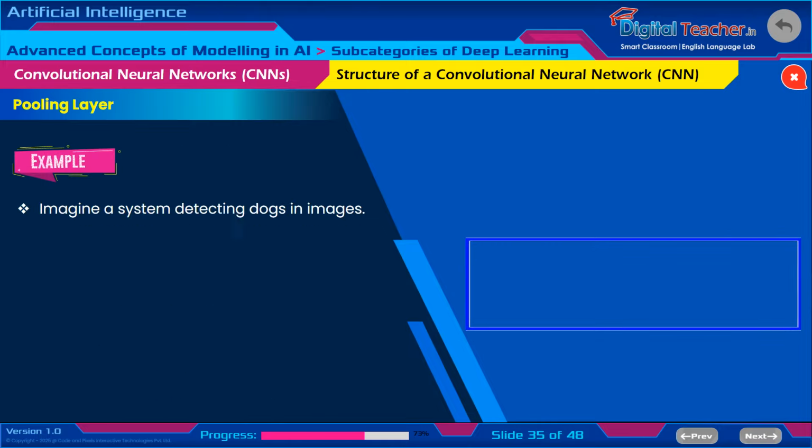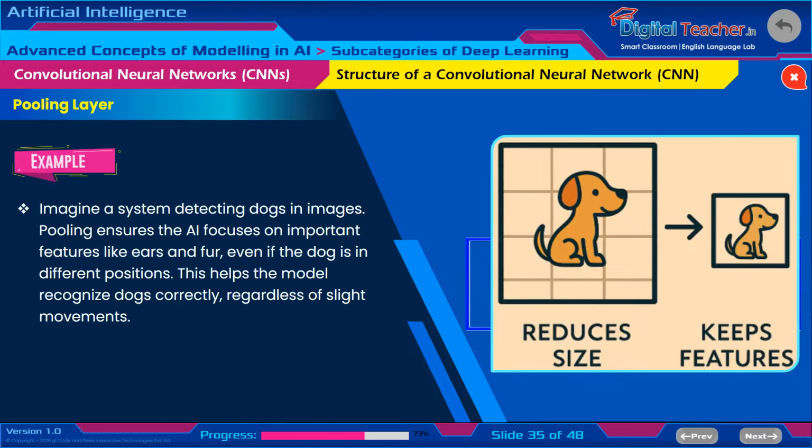Example: imagine a system detecting dogs in images. Pooling ensures the artificial intelligence focuses on important features like ears and fur, even if the dog is in different positions. This helps the model recognize dogs correctly, regardless of slight movements.